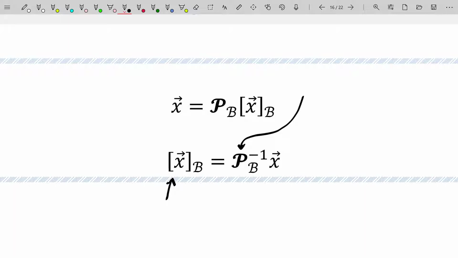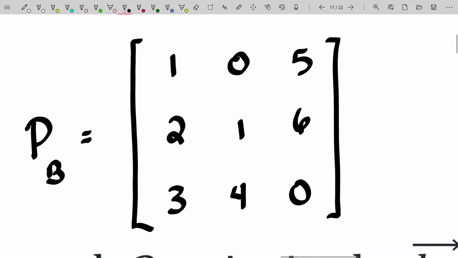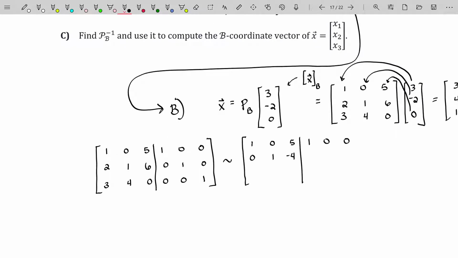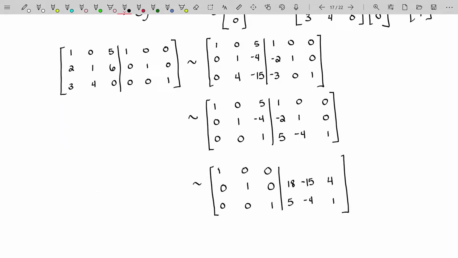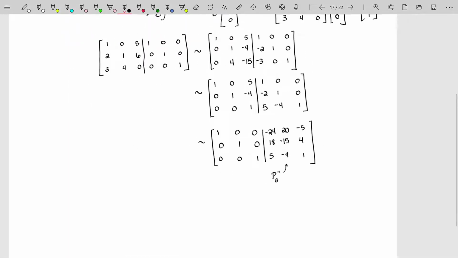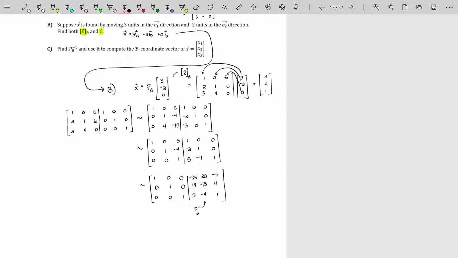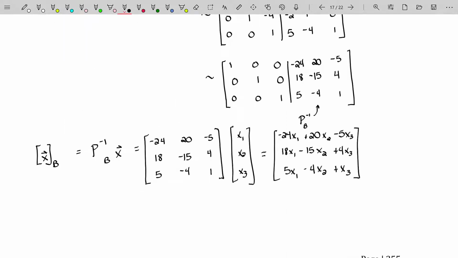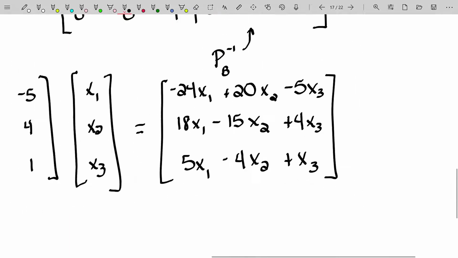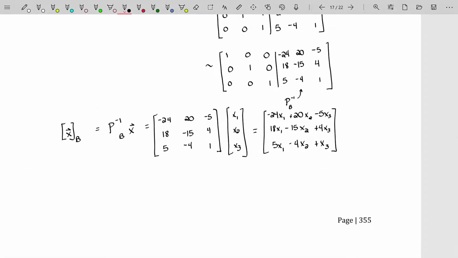Remember, x in our case we're just considering to be an arbitrary x, so it's x1, x2, x3. So we know what the change of coordinates matrix is. Now let's go ahead and find its inverse. Okay, so we found our inverse for our change of coordinates matrix. It's this guy right here. We'll take that and multiply it by the vector x to find out what the b coordinate vector of x is. And there we have it. If we knew what x1, x2, and x3 were, we could then plug them in and we would have the actual b coordinate vector for x.